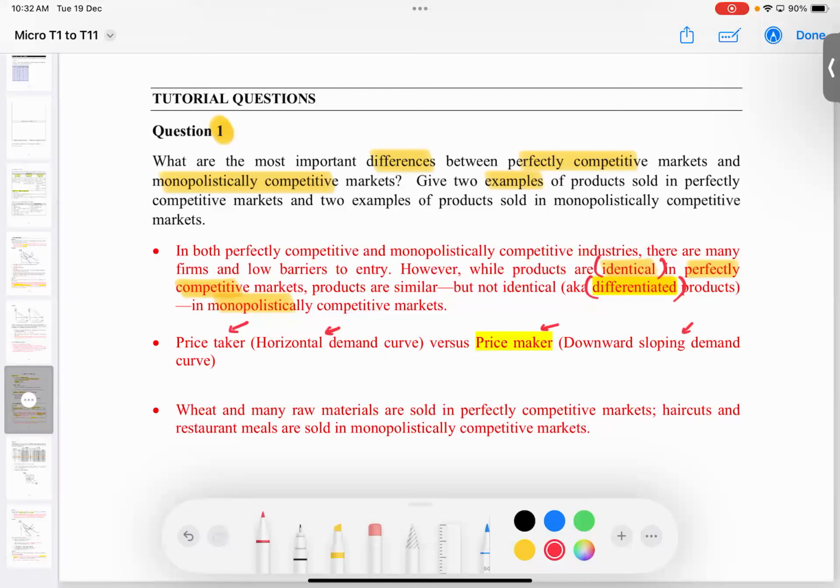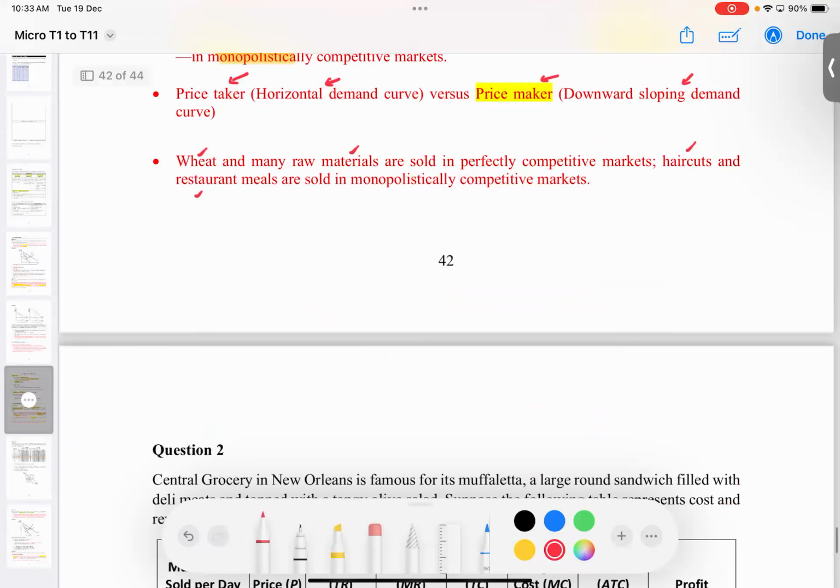So what are the examples? When you talk about perfect competition, you can talk about any agricultural products like wheat, raw materials, corn. These are what we call perfect competition. And when we talk about monopolistic firms, here we have restaurants, haircuts, fashion stores, cafes. All these are examples of monopolistic firms. So there's a theory question over here. Now let's move on to question 2.